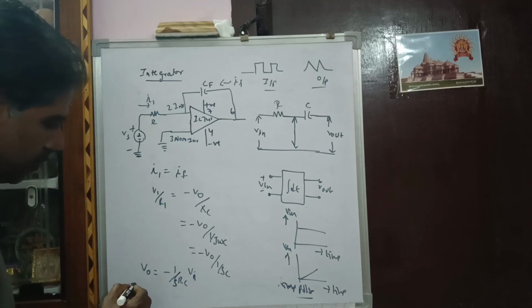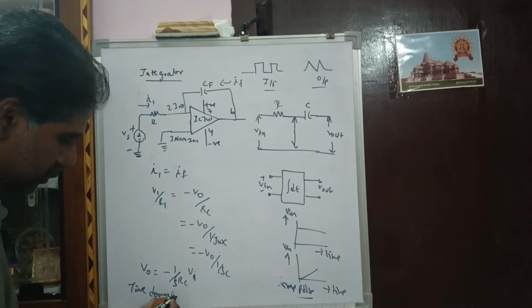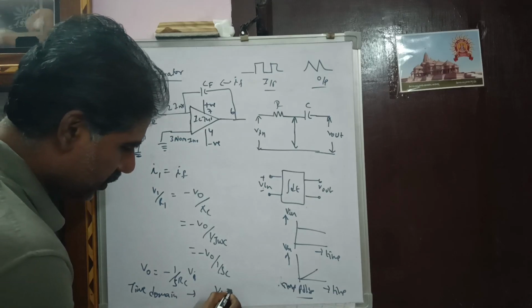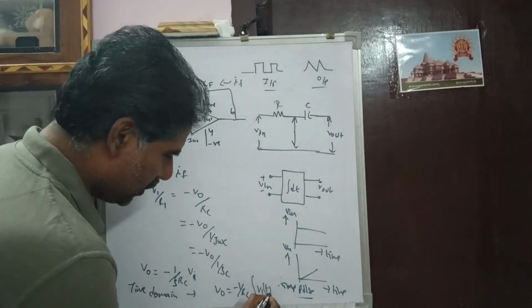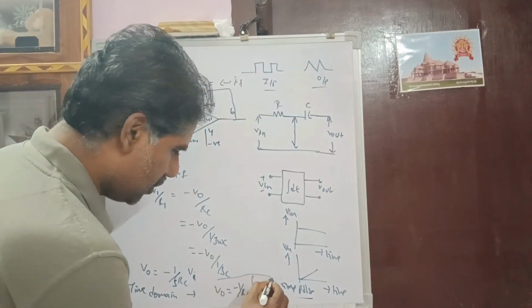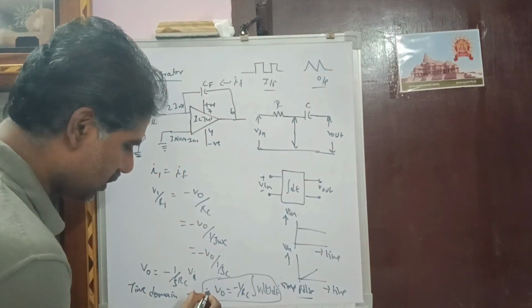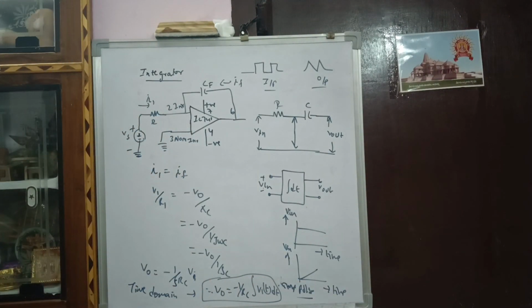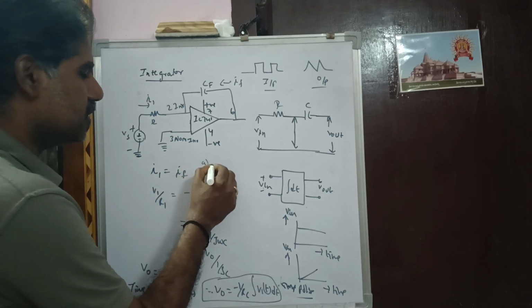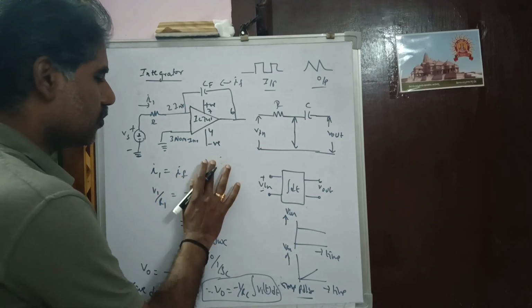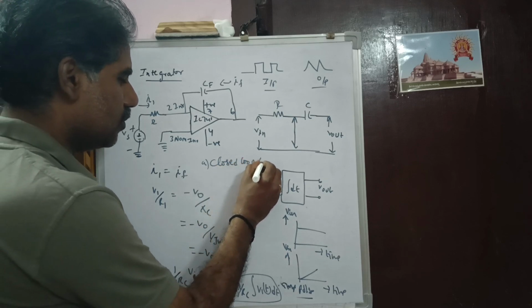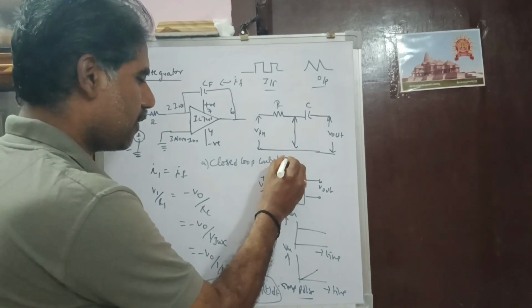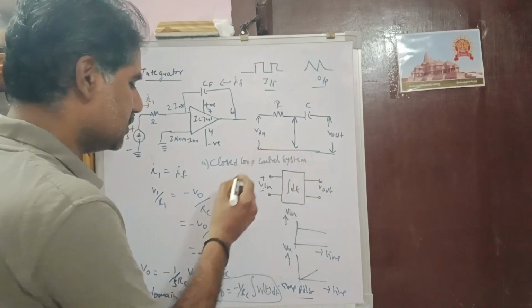By applying the time domain to the above equation, we can write the output V0 is equal to minus 1 by RC integral of V1 of t dt. Output voltage is the integral multiple of input voltage. At the same time, it may be used in closed loop control applications, mainly control systems.